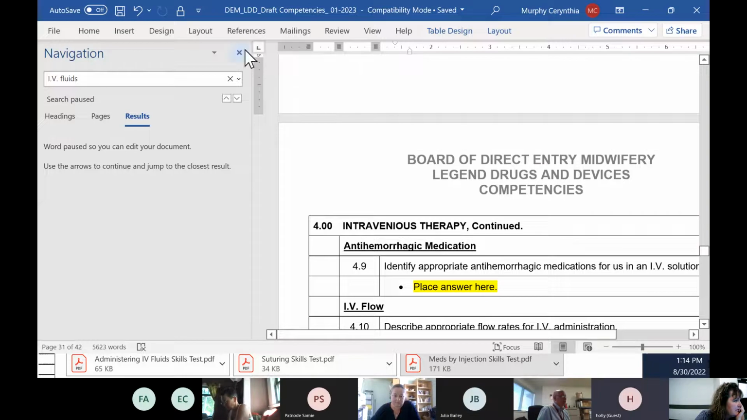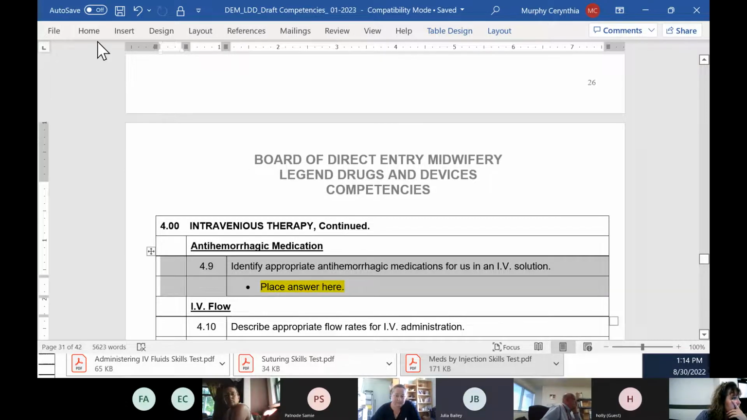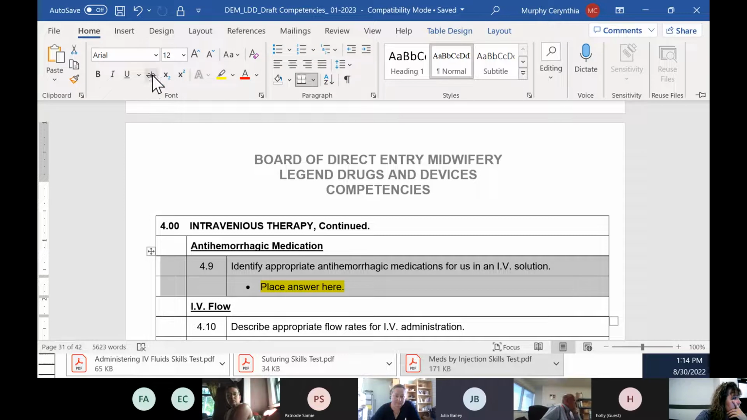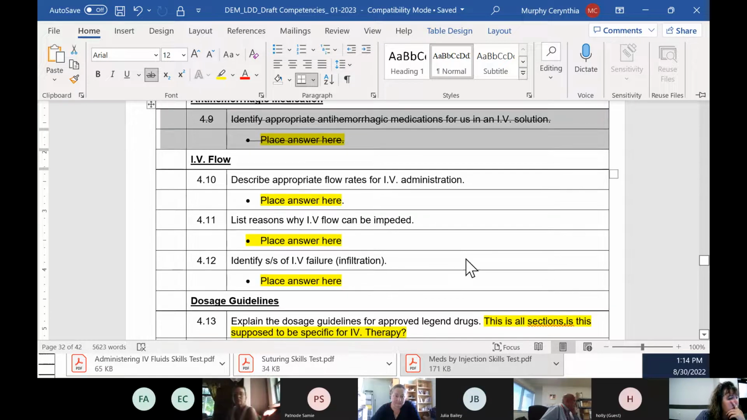4.9. That doesn't belong here. So it just goes away altogether? Yes, because we covered it under dosage and administration, way up at the top at 1.4. Okay, IV flow. Yes, all of those are important.